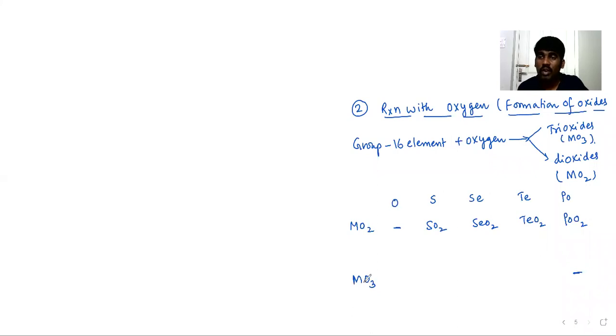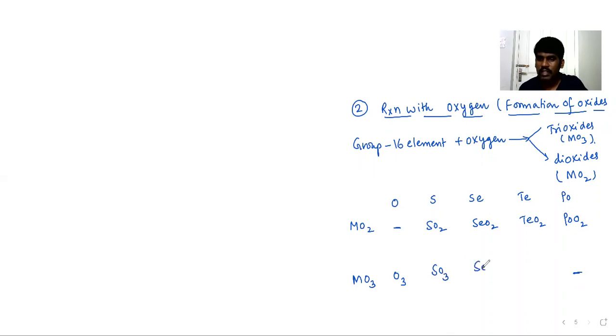Why? Po oxidation state in PoO3 is +6. That is less stable compared to +4 due to inert pair effect. That's why PoO3 is less known for us. Oxygen MO3 type is O3. Combines with another oxygen, let us say it forms ozone.